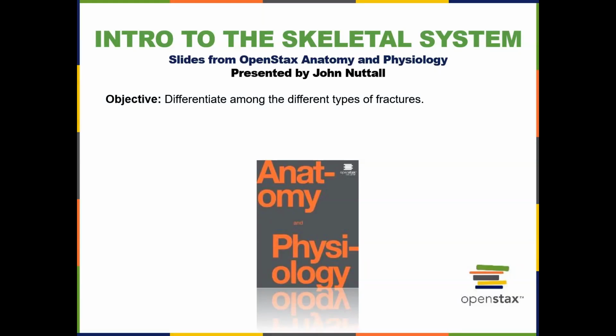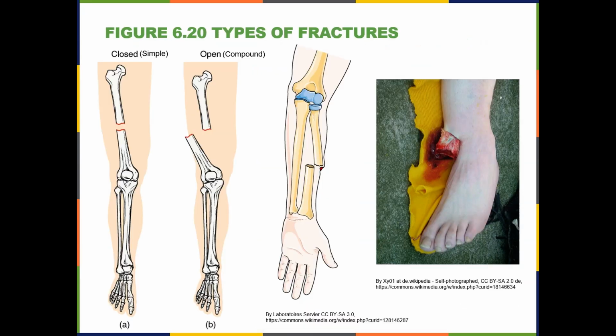In this video, you'll learn to differentiate among the different types of fractures. One way fractures are classified is whether the bone breaks through the surface of the skin. If the fracture does not involve a bone breaking through the skin, it's known as a simple or closed fracture.